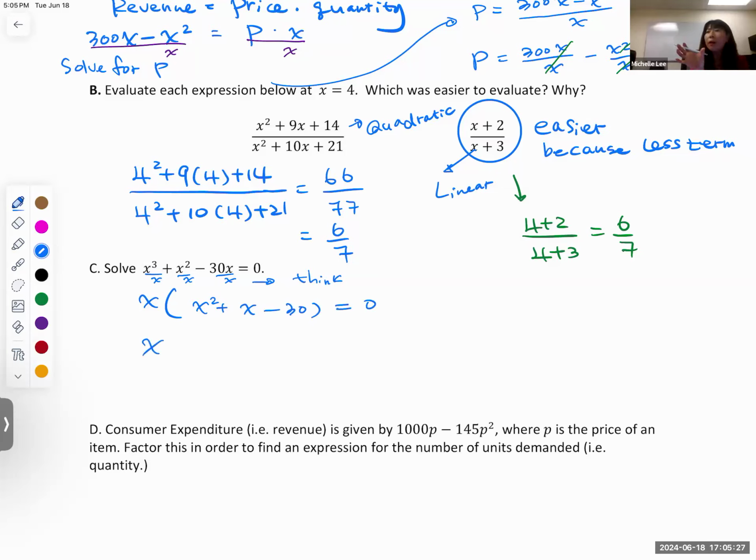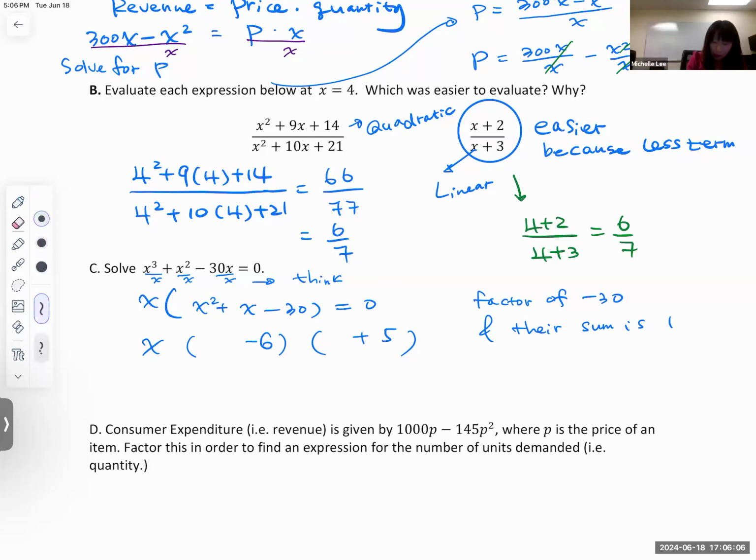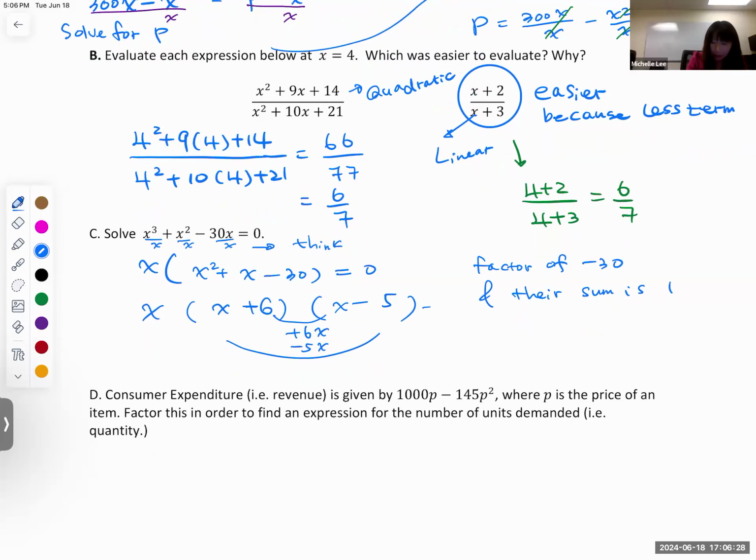Now we need to factor into two binomials. What are the factors of negative 30 whose sum is 1? There is 6 and 5. One is negative and one is positive. So we can make it negative 6 times positive 5, which is negative 30. The middle term is positive, so the larger one is positive. Let's always check that. This is positive 6x and this is negative 5x, whose sum is positive 1x. Very good.